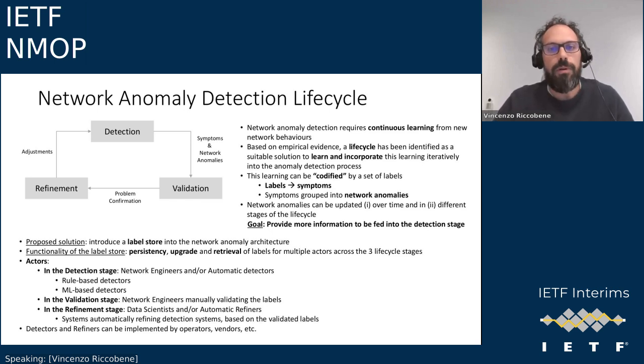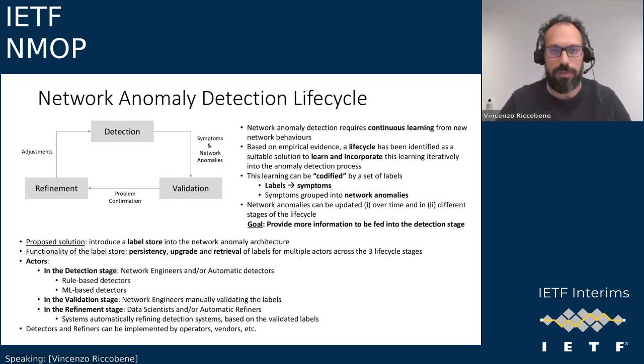Based on empirical evidence of the work that we separately did in Huawei and Swisscom, we realized that there are three major stages of this life cycle. The first one is the detection. So there's a system or a human being detecting that something is not working as expected in the network. Then there's the validation. You need to make sure that the detection was done properly, especially if it was an algorithmic detection. You want to understand if the detection algorithm was working as expected, and if not, you want to move into the next phase, which is the refinement.